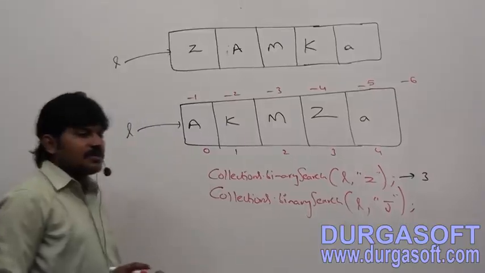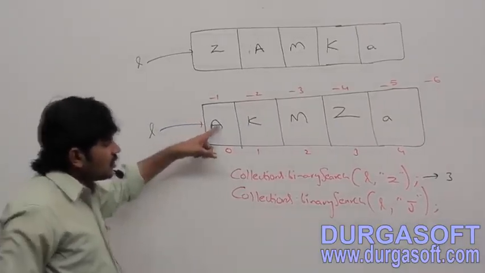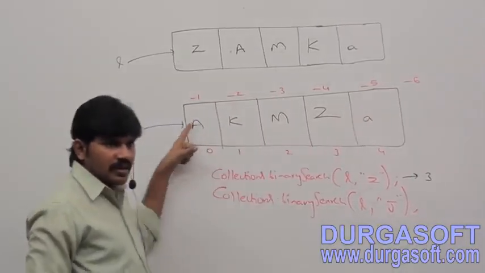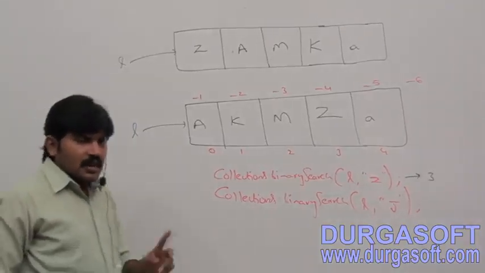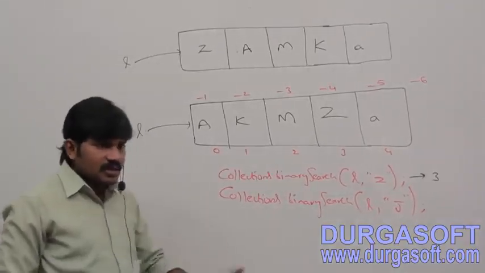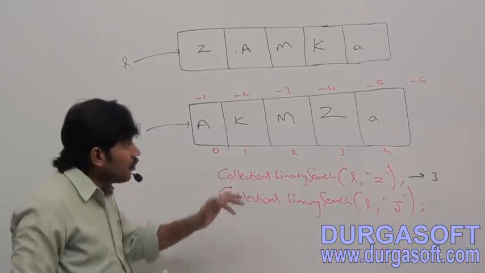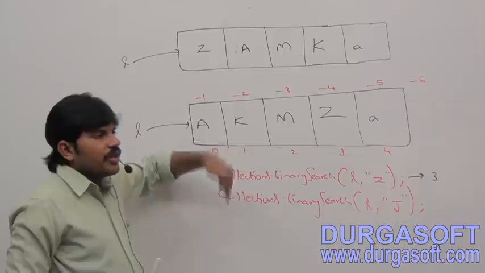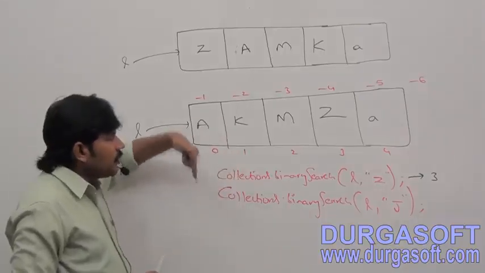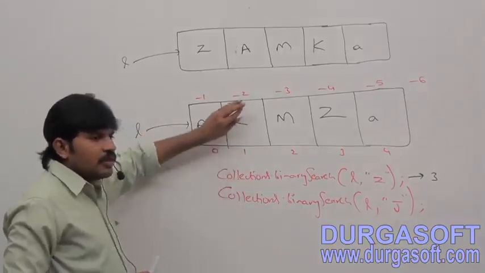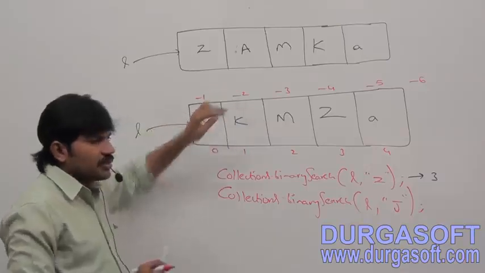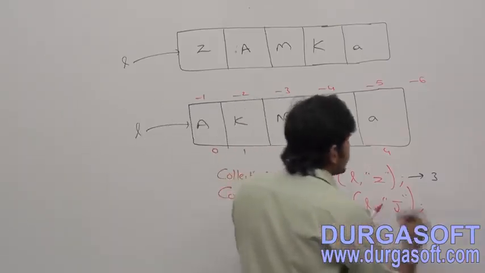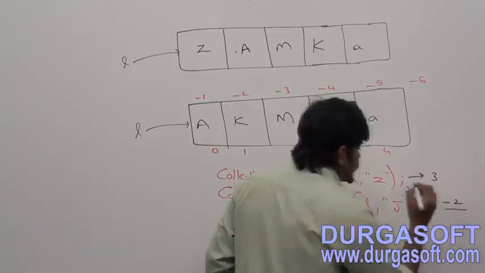Next, Collections.binarySearch of L comma J. I am taking L comma J. Sir, can you tell if J is available or not? Not there. Unsuccessful search. What does an unsuccessful search return? Insertion point. Insertion point is the location where you can insert the target element J. In this sorted list, where can you insert J? What is the insertion point of this location? -2. That's why the answer we are going to get is -2.